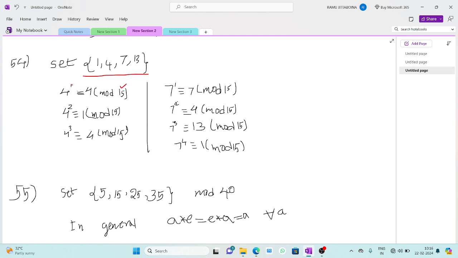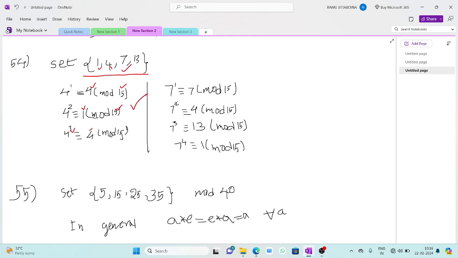He is saying multiplication modulo 15, so I take the powers. If it were addition, we would add 4 repeatedly; since it is multiplication, I multiply by 4. 4 power 1 is 4, which is present in the set. 4 square is 16, and modulo 15 I get 1, which is present. 4 cube is 64, and modulo 15 I get 4 again. So the terms repeat as 1, 4, 1, 4, and those terms are present inside the set.